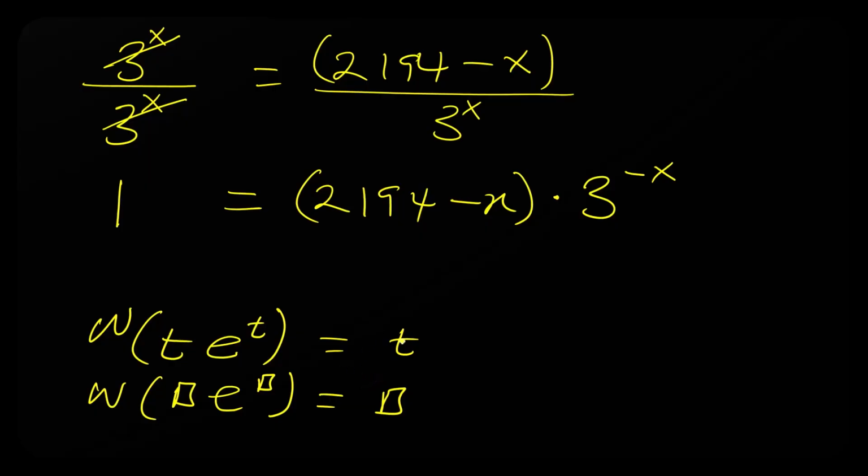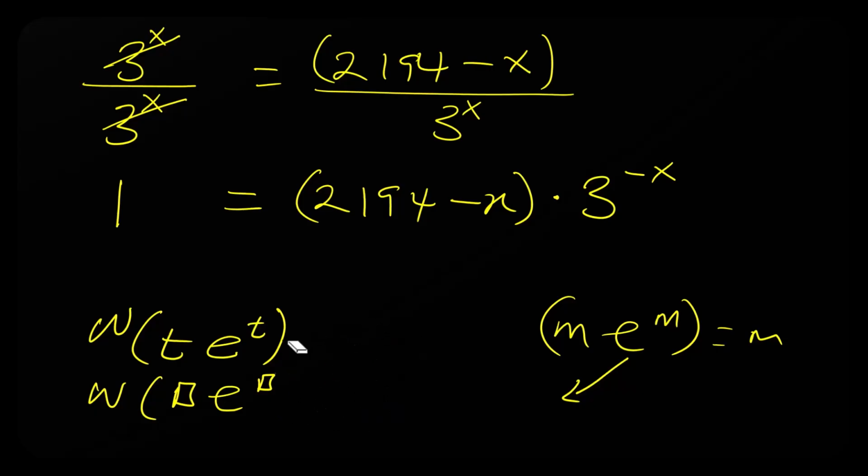Okay, so let's go again. m times e raised to m. When we take the W function, we get m. So in all, we have to introduce this natural log function here, the e here. And there is one property we need to understand before we introduce that.